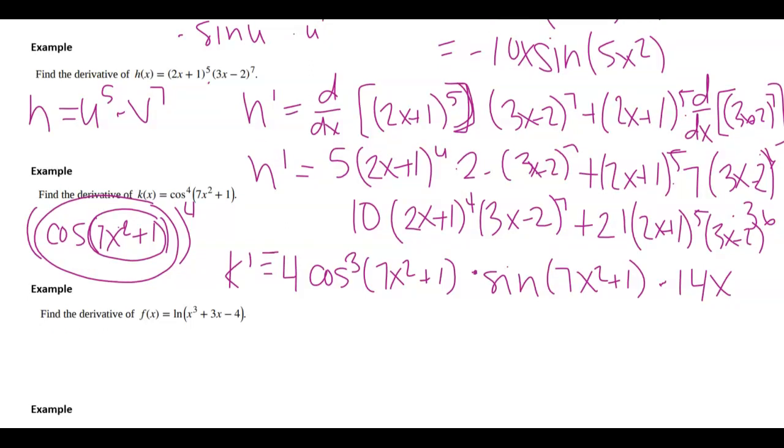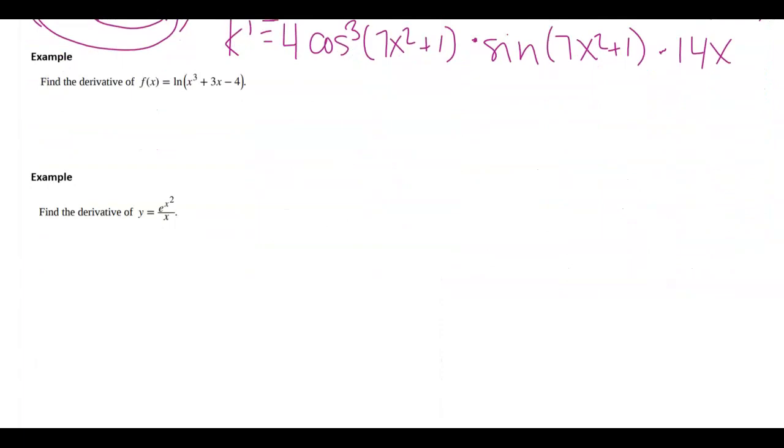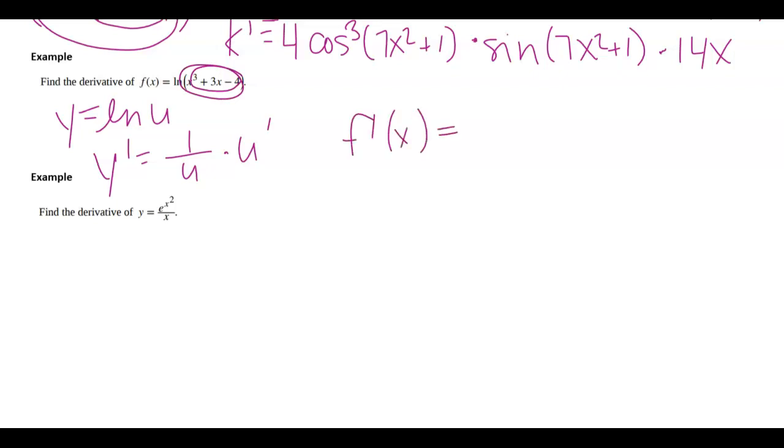All right, we also need to look at logs and exponential functions. So when you take the derivative of a log function, its derivative is 1 over u times u prime. A lot of times students try to do like a product rule here, or they think the derivative of just natural log all by itself is 1 over x. But natural logs are composite functions, so this is that inside piece that I need. Therefore, f prime of x is 1 over x cubed plus 3x minus 4, and then the derivative of the inside is 3x squared plus 3.